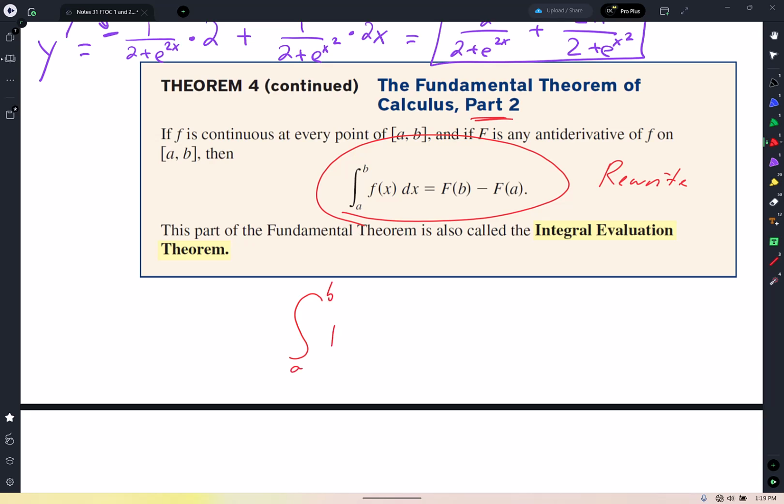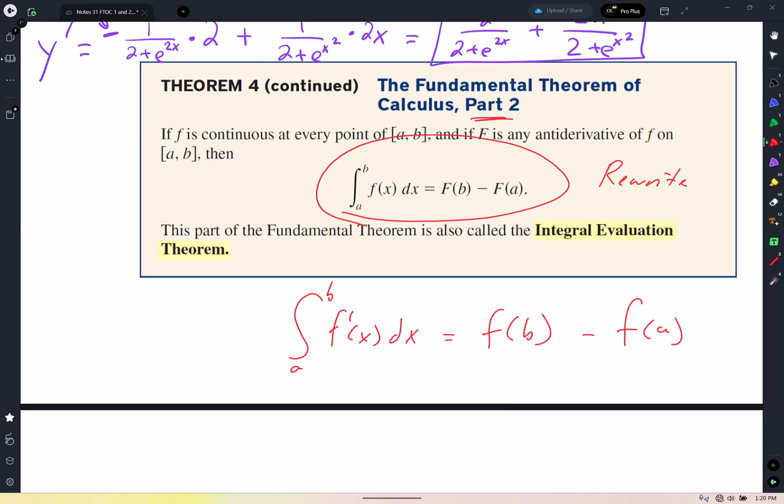A to B, f prime of x dx equals f of b minus f of a. There it is. Upper minus lower. F prime, and then if you go backwards, the antiderivative of f prime is f. That's what they're saying. That's what it's saying. All right. Let me help you understand.